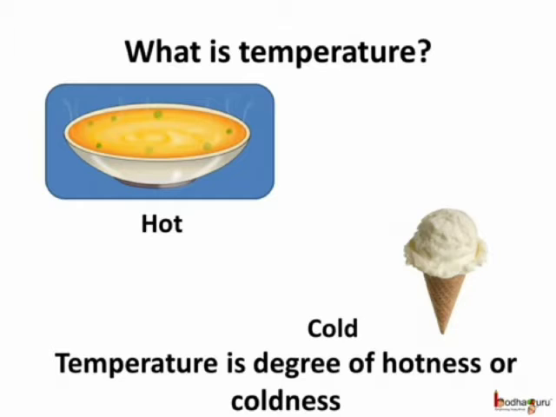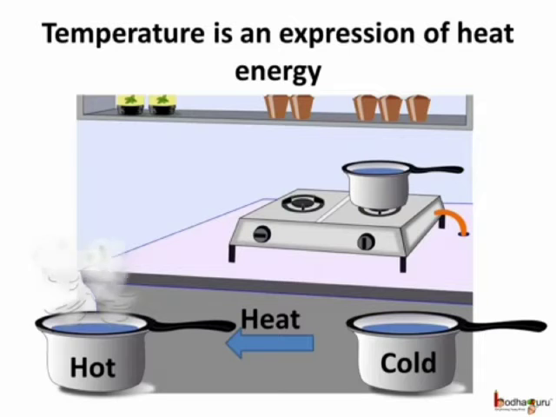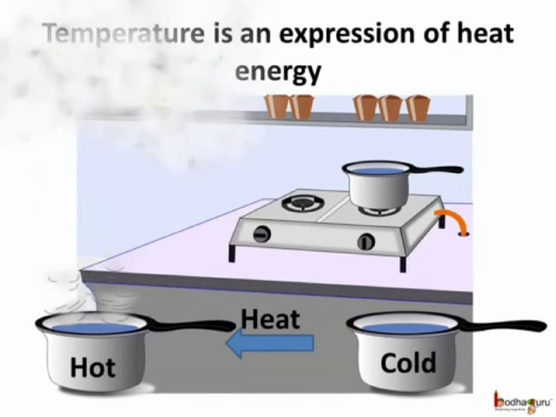So the temperature is degree of hotness or coldness of a body or a place. Like the boiling water is very hot as it has high temperature, and ice cream is very cold as it has very low temperature. When we put a pot of water on the stove and heat it, its temperature rises. The heat is a form of energy and it is the cause of temperature. It means temperature is an expression of heat energy.